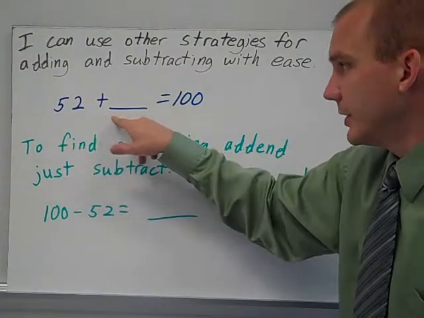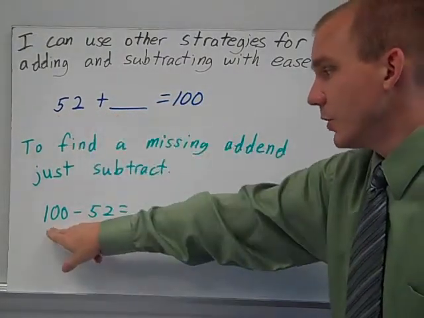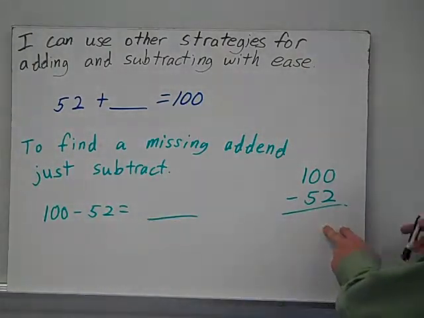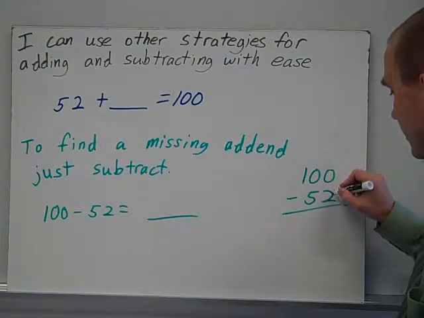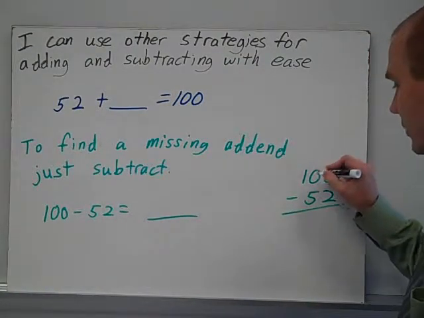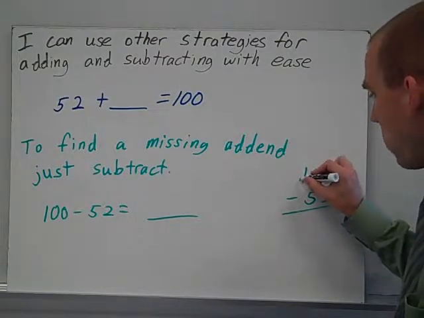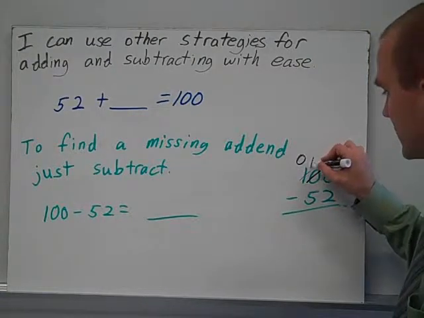So you have two addends here and then your sum. You just subtract your sum minus the one you have. So 100 minus 52 equals, and then you can use your standard algorithm right over here with subtraction and just solve it. 0, take away 2, I can't. I have to regroup, but there's no tens to borrow from, so I have to go to the 100 now. 0 hundredths. That would regroup to give me 10 tens.